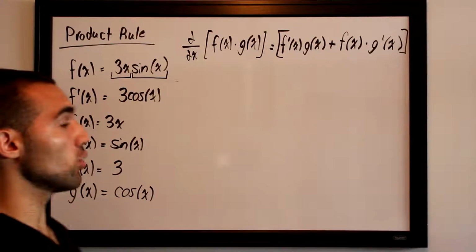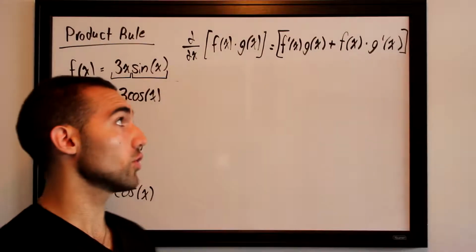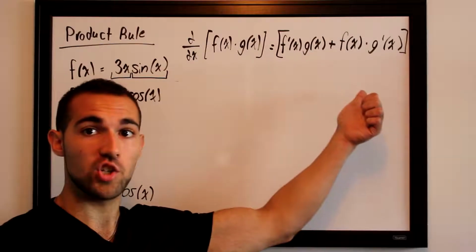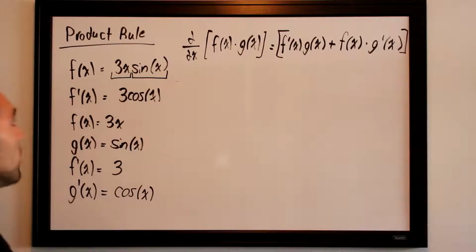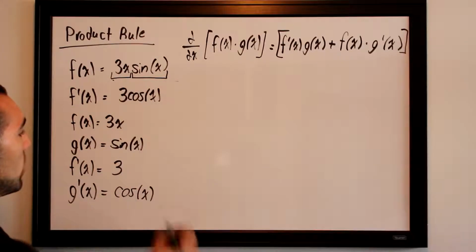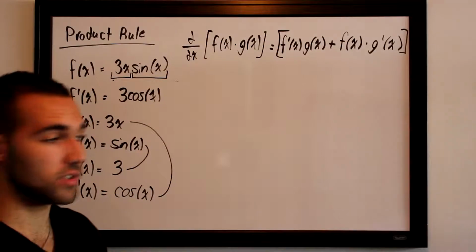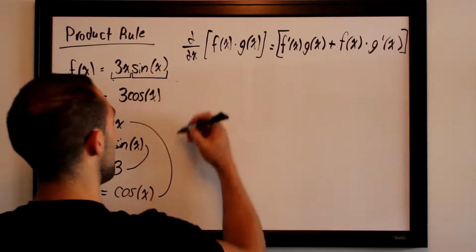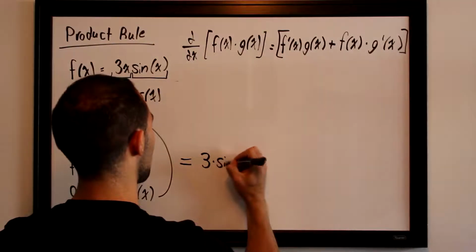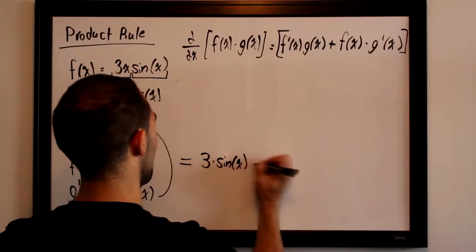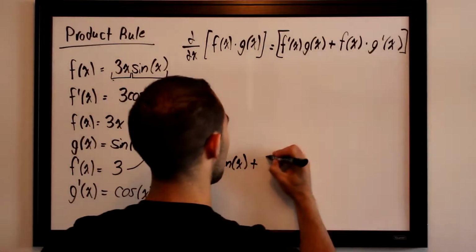Now in order to take the derivative of this function, all you need to do is plug them into this formula right over here. So you're going to have f prime multiplied by g, and then you're going to add on f times g prime. So if we wanted to take the derivative of this function, we would cross this with this, and then add on this multiplied by this. So essentially what we'll be left with is 3 multiplied by sine of x, and then we will add 3x multiplied by cosine of x.